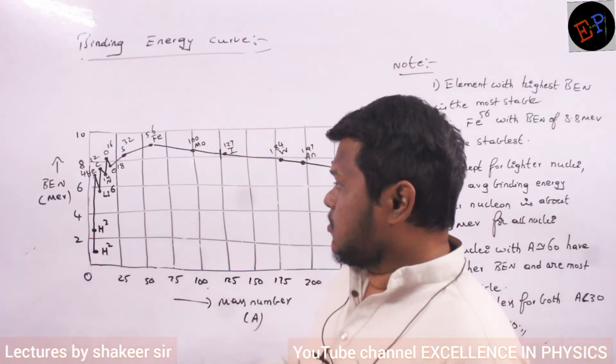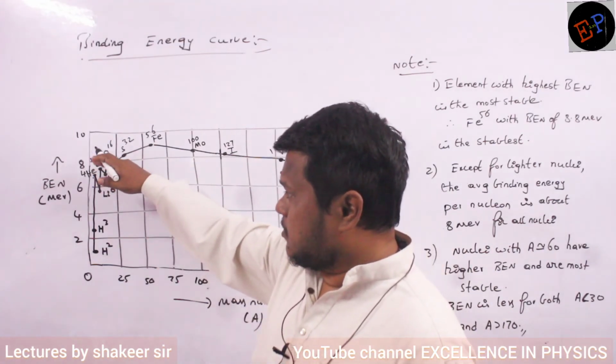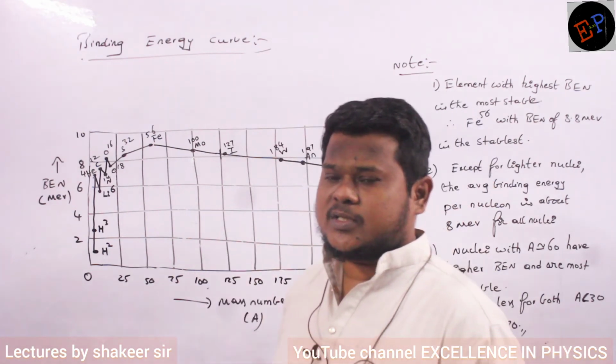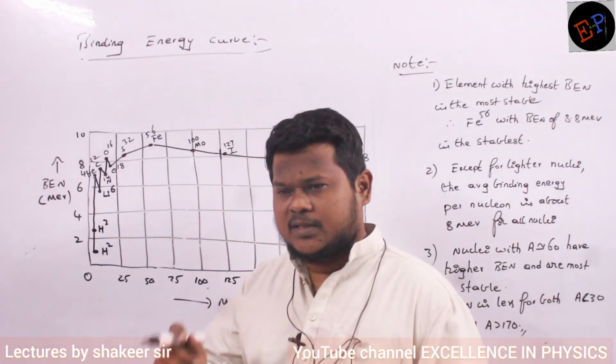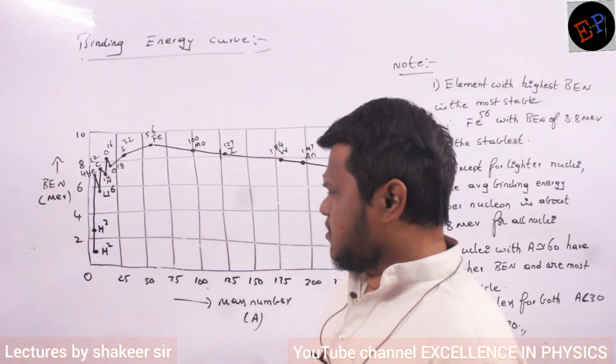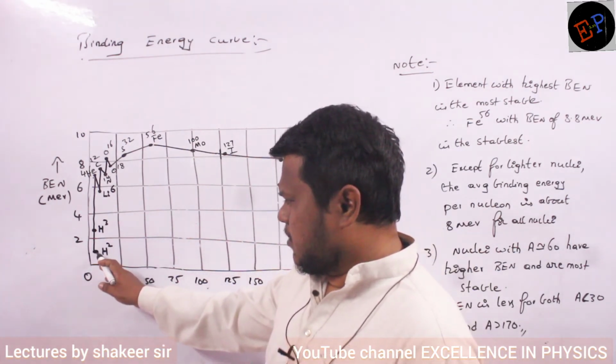Okay. So elements with atomic number less than 30 and greater than 170 are not so stable. Are you able to understand? This is the second point which we have to observe. And one more point is that, see here I have hydrogen.